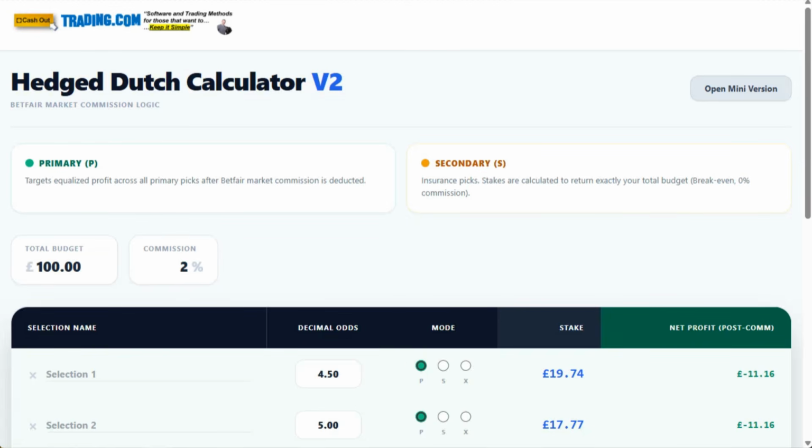Hello and welcome to this video on how to use the free Hedge Dutch calculator that I'm giving away on my website at the moment. Basically, I've had a few people ask me about doing a video for it, so this is the video for it. So stay tuned and we'll go exactly into how to use the Hedge Dutch calculator.